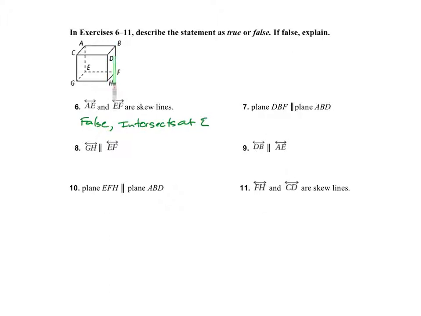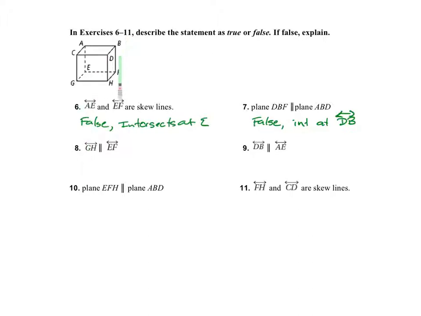Right? The next one, plane DBF is this one on the right, and plane ABD is false, right? It's false. They intersect at DB. You can see when they share a letter, it's not possible to be skew, the same as parallel planes. If they share a letter, it's not possible to be parallel planes.